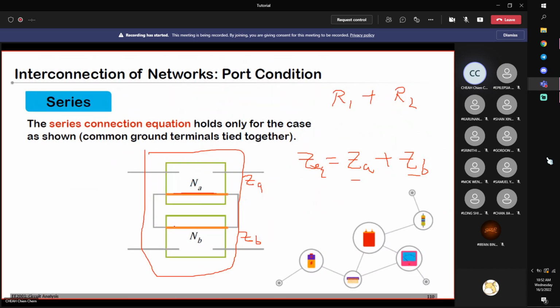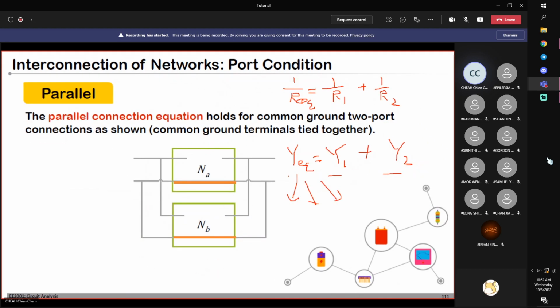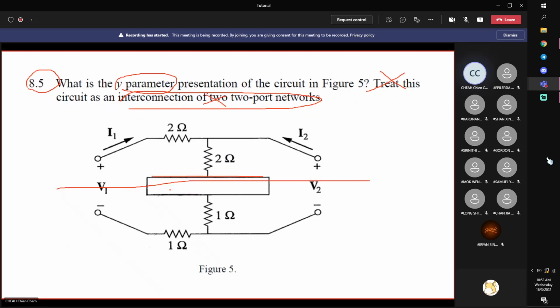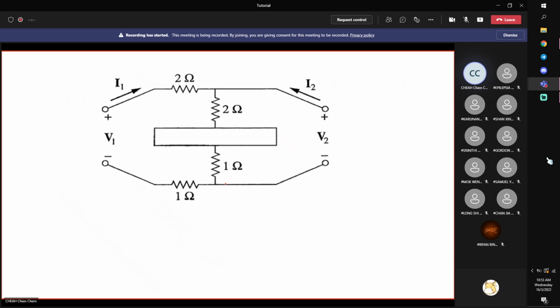Common ground, connected together, right? So same thing over here. This is a common ground configuration, connected together. So over here we have a series combination of two common ground configurations.